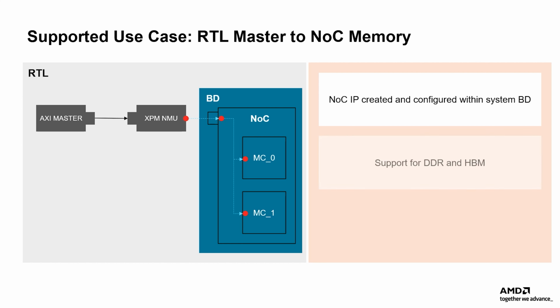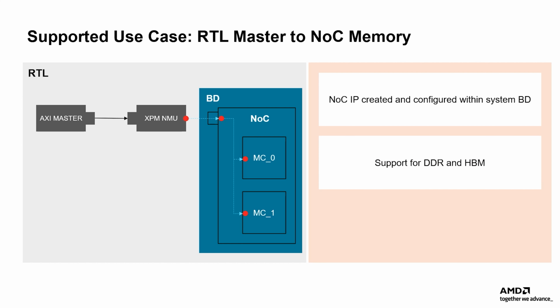Here, the NOC IP is created and configured as part of the system BD, and it has connectivity support to DDR and HBM. It also has pseudo-channel support for HBM and interleaving for DDR.